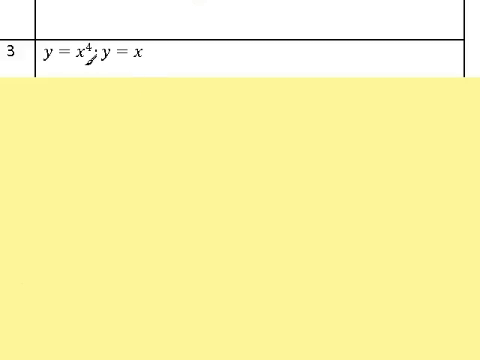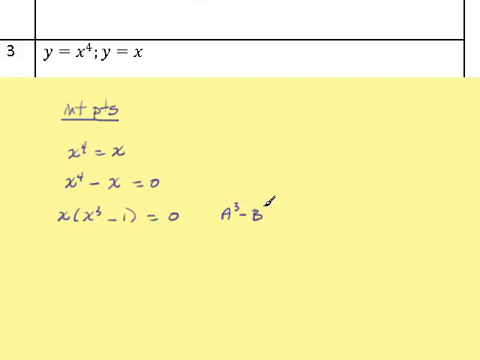Okay, we want the area between y equals x to the 4th and y equals x. Let's find the intersection points. We'll set x to the 4th equal to x, or x to the 4th minus x equals 0. Let's factor this. First factor out an x. Here we have a difference of 2 cubes, and we have a formula for factoring a difference of 2 cubes. Let me just remind you, a cubed minus b cubed is equal to a minus b times a squared plus ab plus b squared.